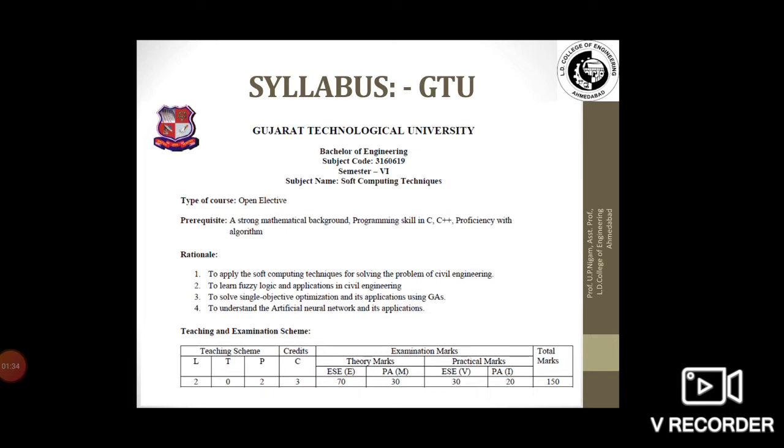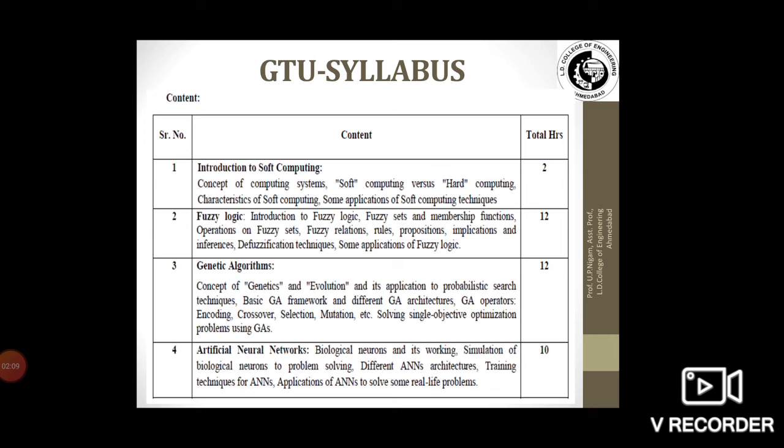The teaching and examination scheme consists of 2 lectures and 2 practical sessions, and this subject has a total of 3 credits. In this subject, 70-30 is the theory marks weightage and 30-20 is the practical marks weightage. You will have separate practical and tutorial sessions which will commence right along with the theory. So there will be 150 marks as a whole. This is a complete subject which includes theory and practical as well. So this is the GTU syllabus.